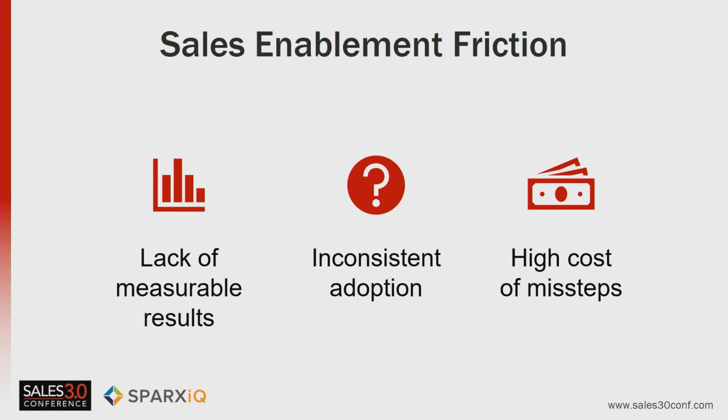The second is even when we find the right activities that could potentially produce the right results, we have inconsistent adoption. We have some teams who succeed at it. We have other teams who don't embrace it. And so inconsistency of adoption becomes yet another friction.